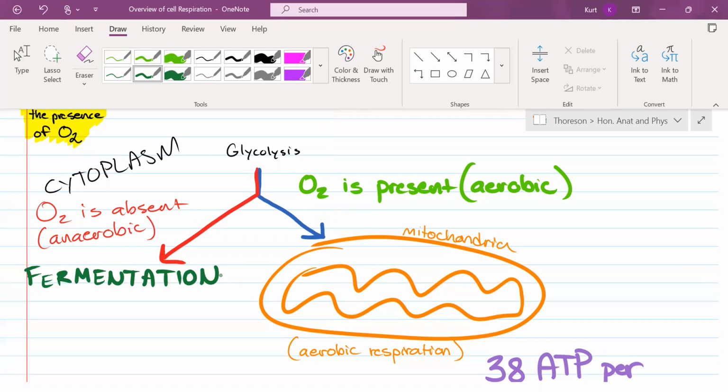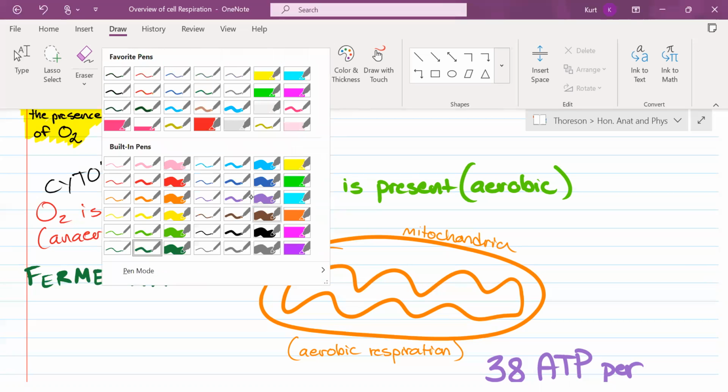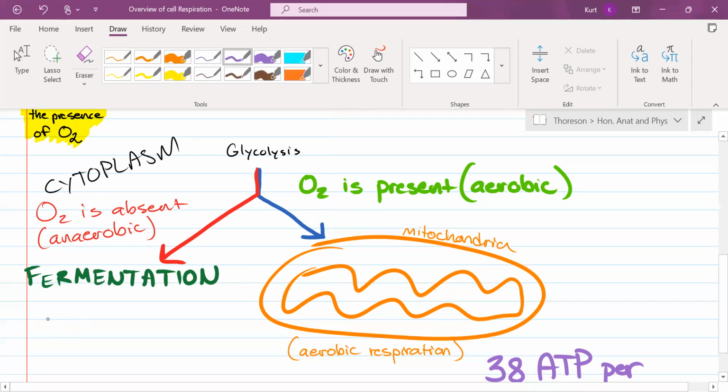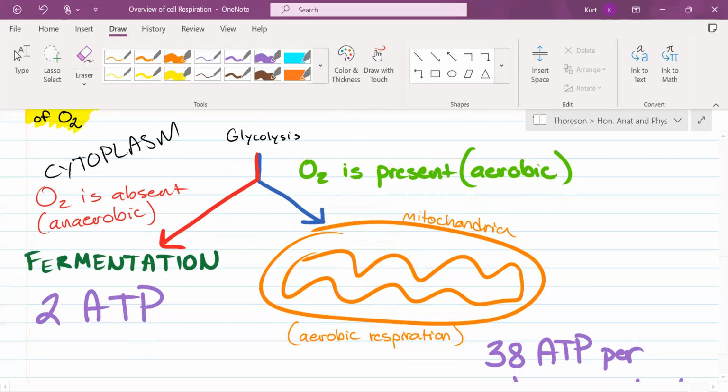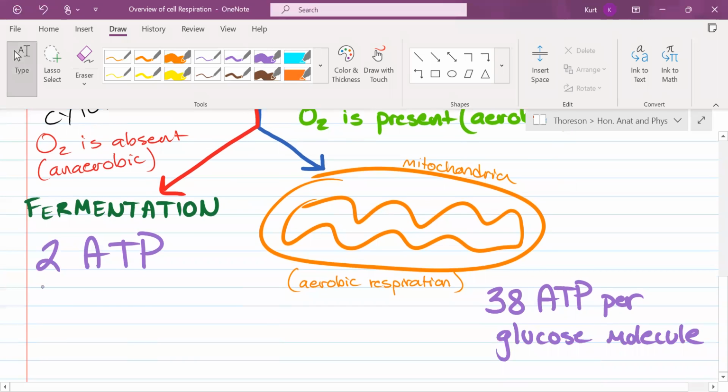Fermentation is a very temporary energy source. You don't want to depend on it for the long term because, first off, it only makes 2 ATP. That's it, 2. 2 versus 38. Big difference. 2 ATP per glucose molecule.